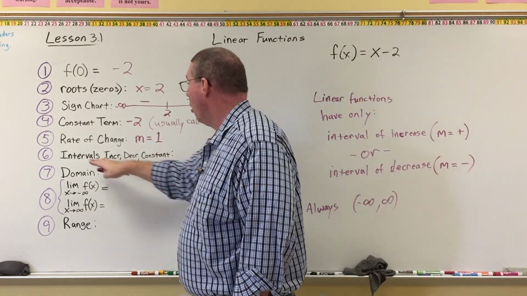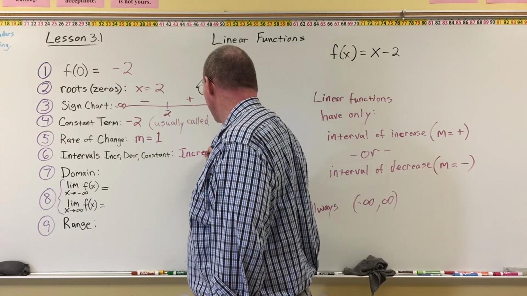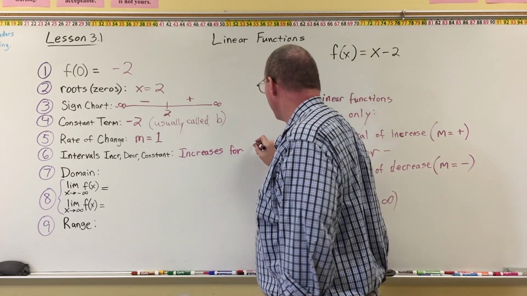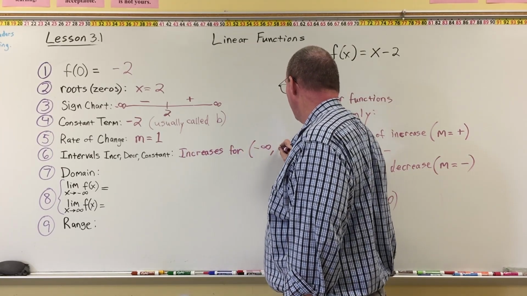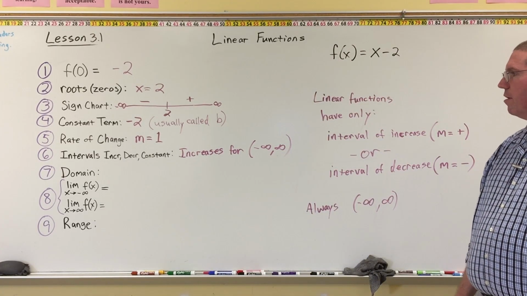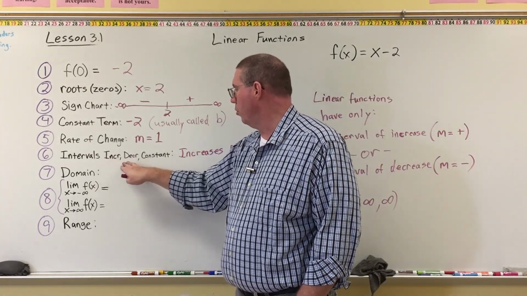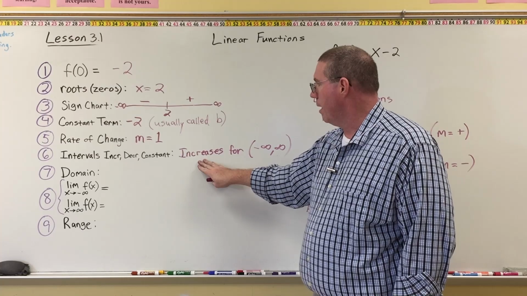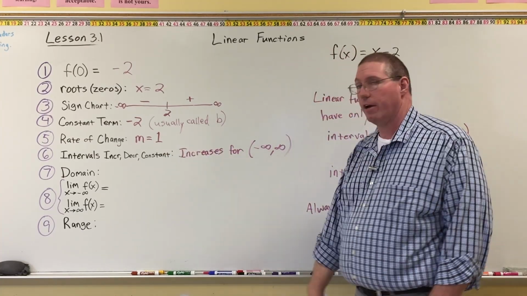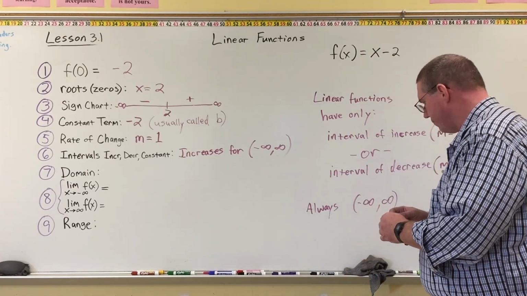this linear function only has an interval of increase, so we're going to say increases for, and we're going to put negative infinity, positive infinity, okay? And that's all we're going to say for intervals of increase, decrease, and constant. Linear functions only have one of these two, so we're going to pick one of them, and it's going to be based on the sign of the rate of change, and then we're going to say negative infinity to positive infinity, okay? All right, now let's talk about the domain.